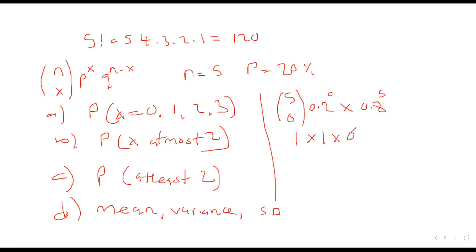What is 0.8 to the power 5? 0.32768. The final answer is 0.3277. So let's try 5 combination 1.